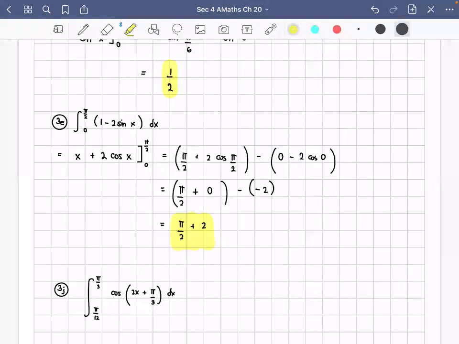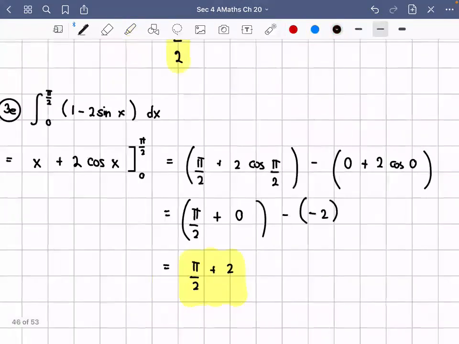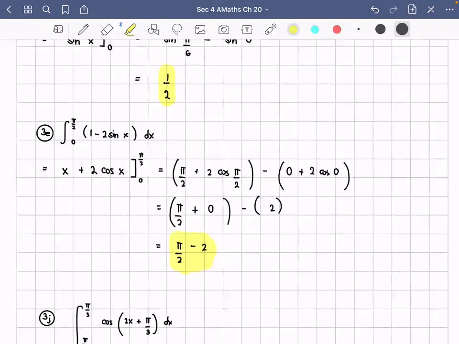I think I made a mistake. Wait. Okay, so I saw this. This is plus, right? So this is not minus. This is supposed to be minus 2, not plus 2. So careless. So that's the final answer. Okay, this one. So last one.